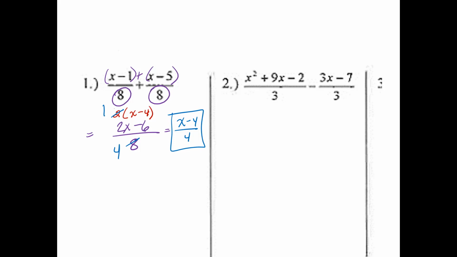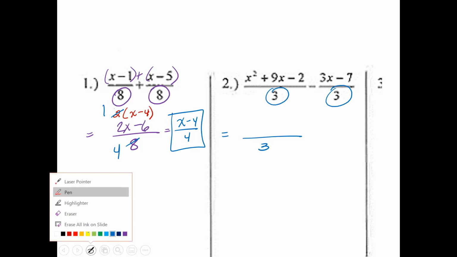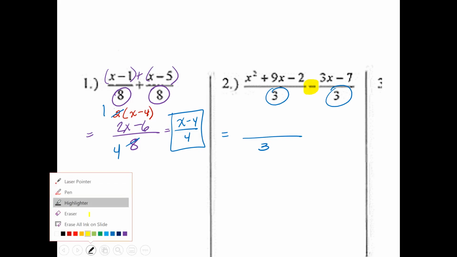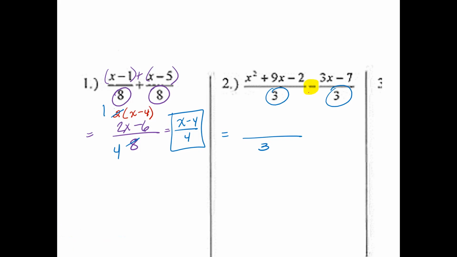Okay, let's take a look at example 2. For example 2, you still have the common denominator of 3, which is awesome. So then my common denominator is 3. So then what I'm going to do is go ahead and combine the top. It is minus, okay? Because it is a minus sign right there, everything in the second parenthesis becomes opposite. So that's a negative 3x, positive 7. So you just change the sign. If it's positive, no change.